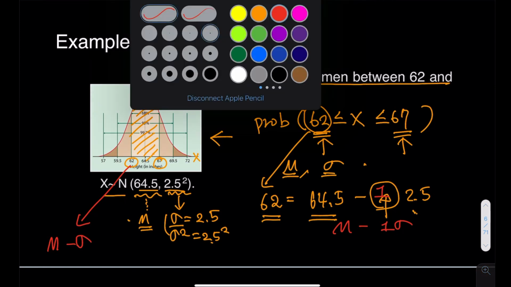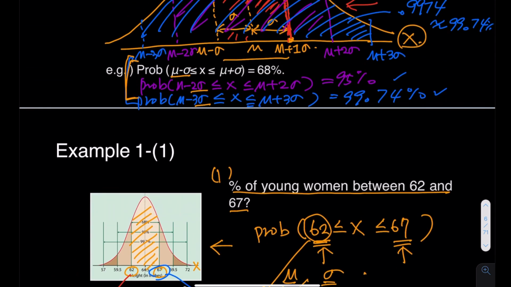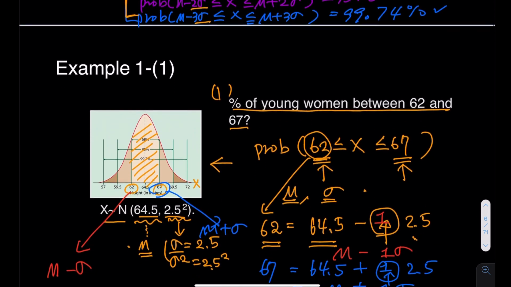Similarly, we can find the matching value for 67 as well. 67 is 64.5 plus 2.5, and how many 2.5s? 1 sigma, right? Then you will get 67. So in other words, this is mu plus 1 sigma. So we know from the previous result, as a property, that when the area is between mu minus sigma and mu plus sigma, the probability was 68%, right?